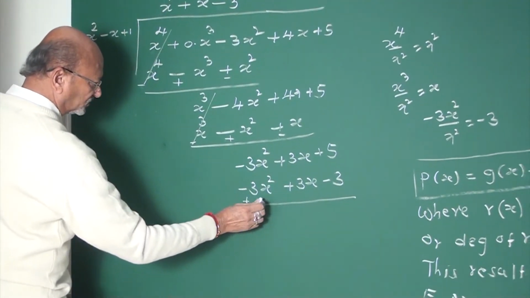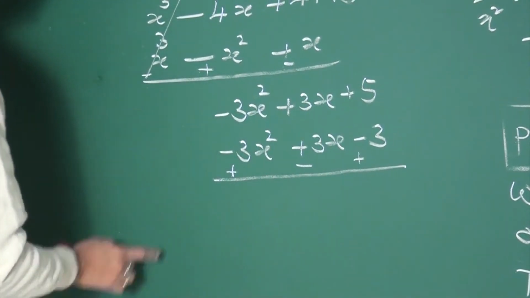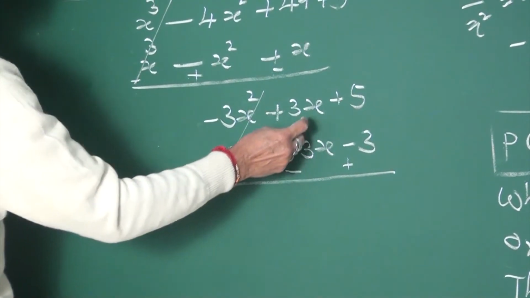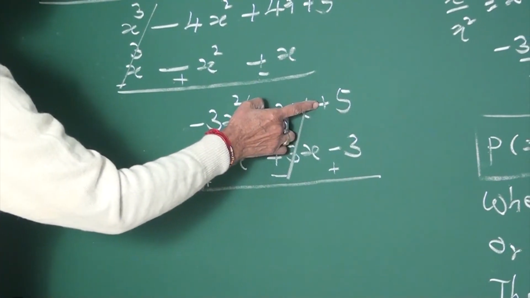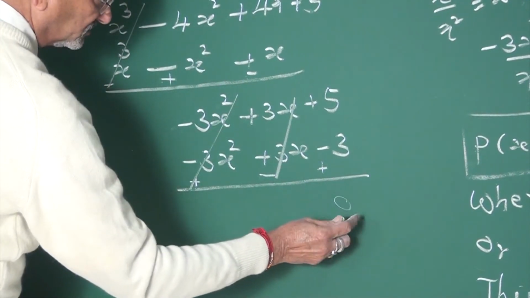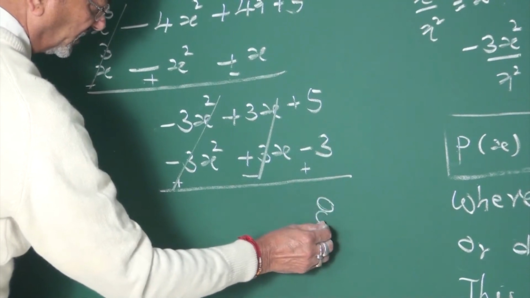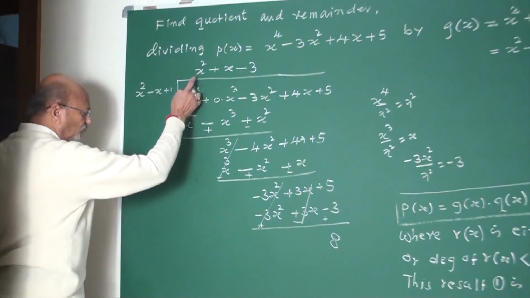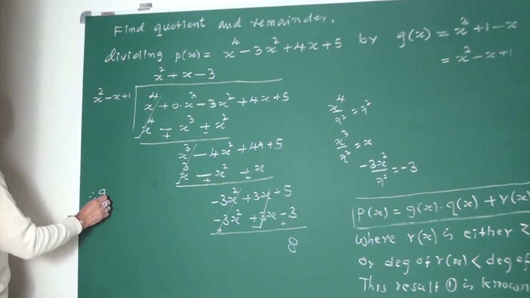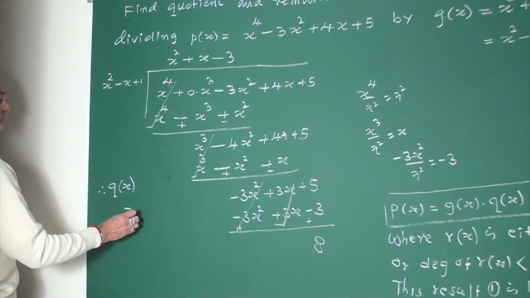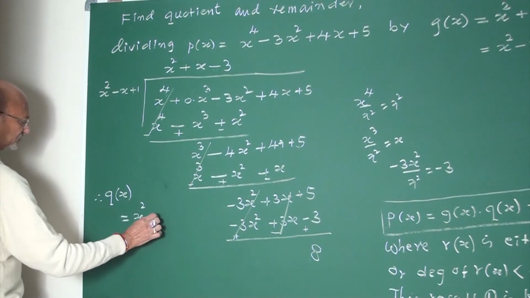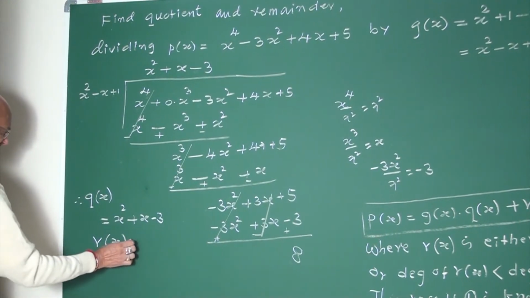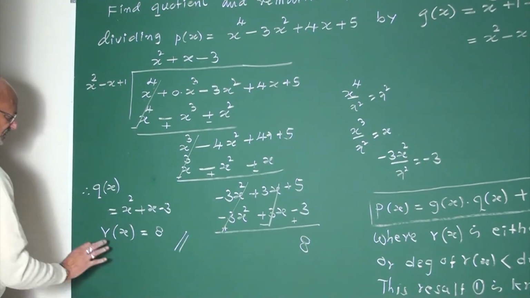Sign change, minus to plus, plus to minus, minus to plus. Minus 3x squared plus 3x squared cancelled. Plus 3x minus 3x also cancels. You are left with plus 5 plus 3 is 8. My friends, this is remainder. Therefore, this is quotient. Quotient Qx is x squared plus x minus 3. Remainder Rx is plus 8.